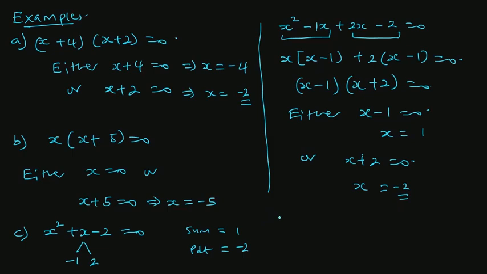Yes, let's look at part D. Part D, x to the power 2 minus 5x plus 4 equals 0. Look for factors of 4 that give you a sum of negative 5. Which factors are those? We have negative 4 and negative 1. When we add up negative 4 and negative 1, we get negative 5. When we multiply, we get a 4.